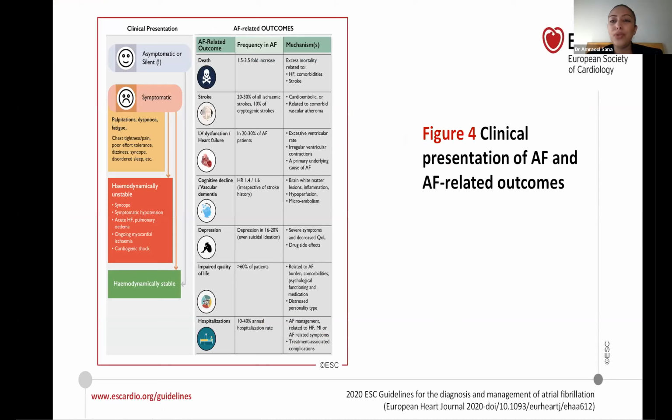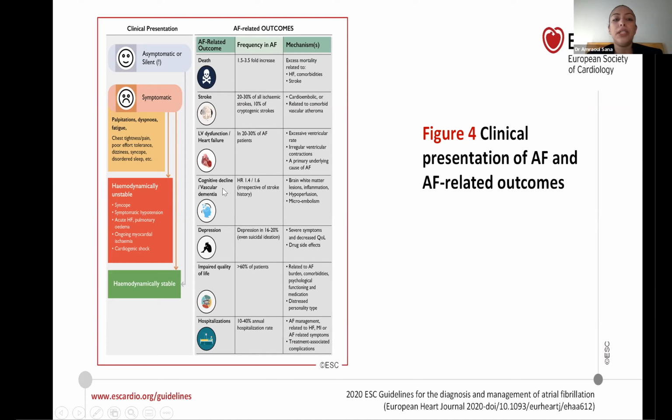So why do we have to diagnose and treat AF? Because there is an increased risk of death, more than threefold increase in patients with AF, and a risk of stroke. 30% of all ischemic strokes are due to AF. Also a risk of LV dysfunction with heart failure, and almost 20 to 30% of AF patients have or are treated for heart failure due to AF.